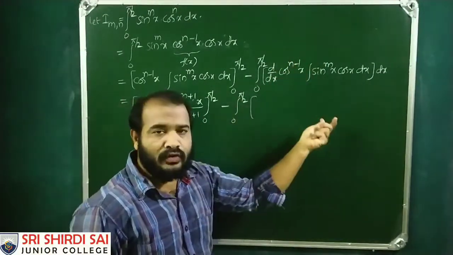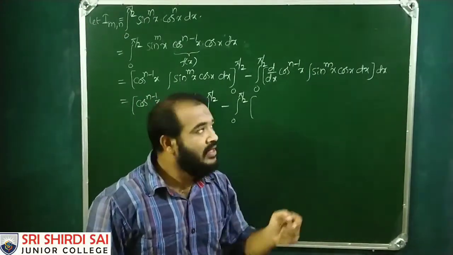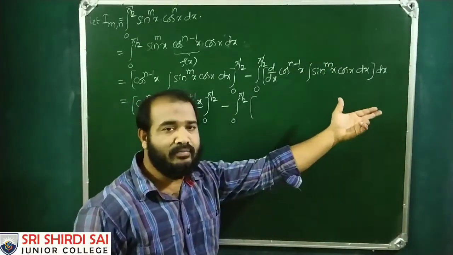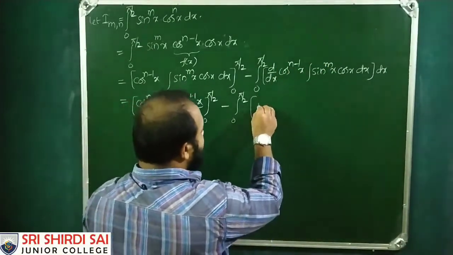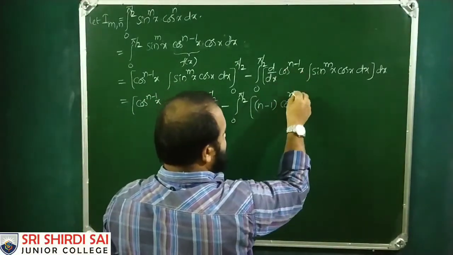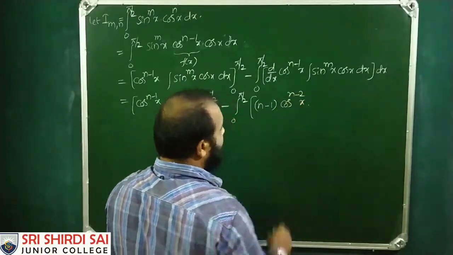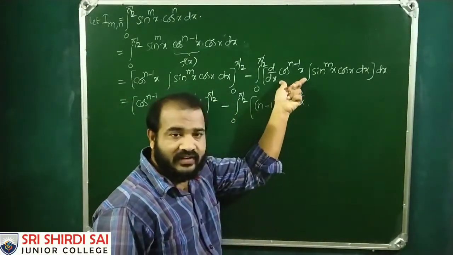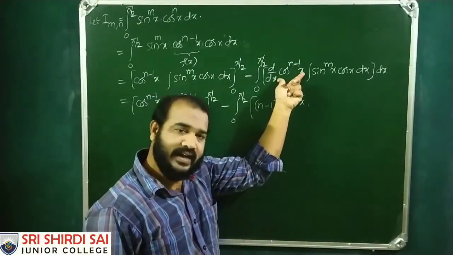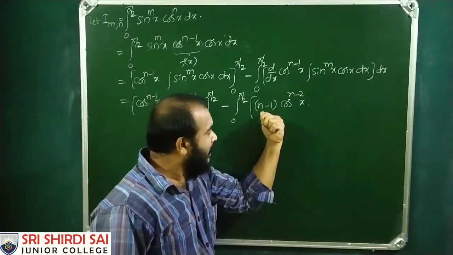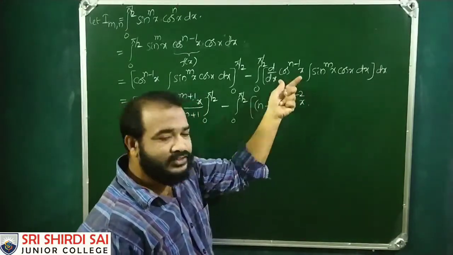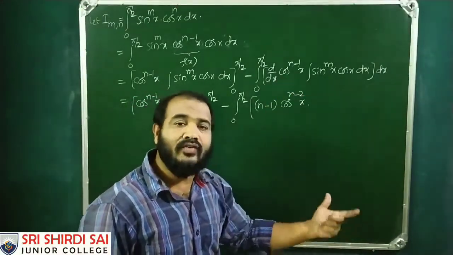So d by dx of cos x whole power n minus 1 we don't know. So let us take cos x to be x. Then d by dx of x power n is n into x power n minus 1. So this will be n minus 1 into x is cos x, so cos x whole power n minus 2, into, again I am telling you, d by dx of cos x whole power n minus 1. Cos x is to be treated as x: x power n minus 1, x power n minus 2 into, since cos x is to be taken as x, we need to differentiate it later.